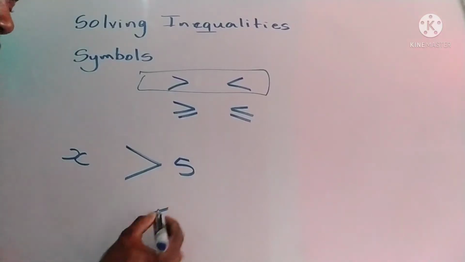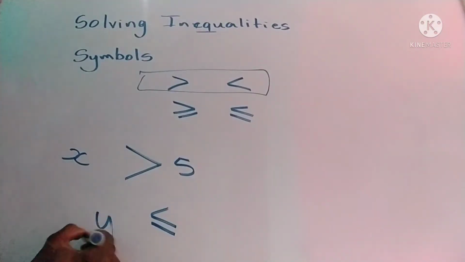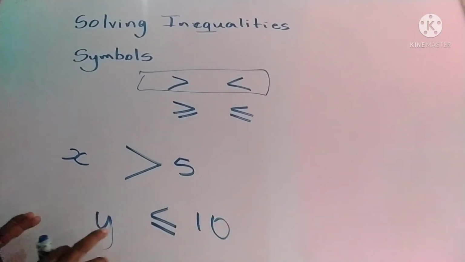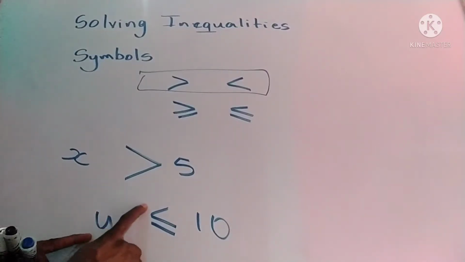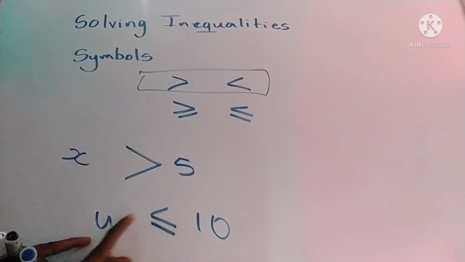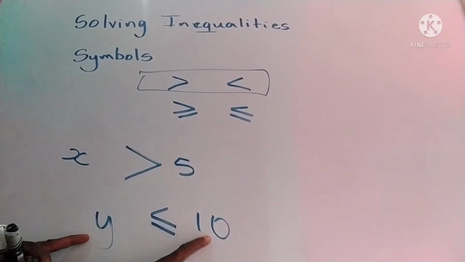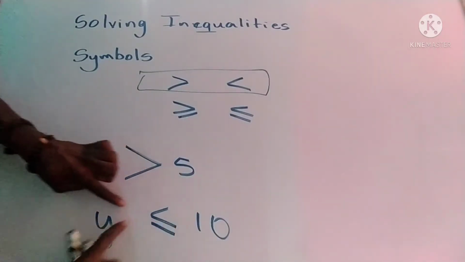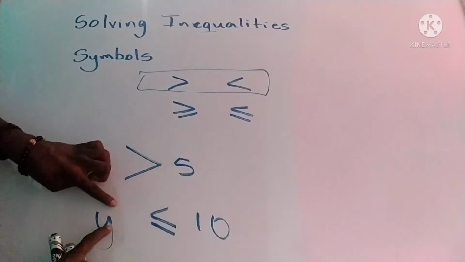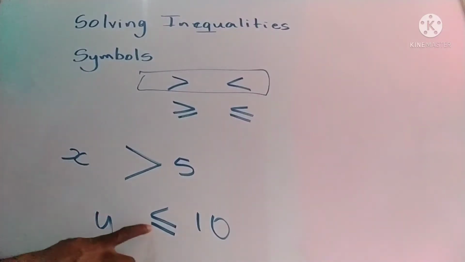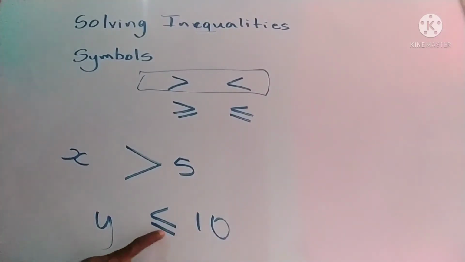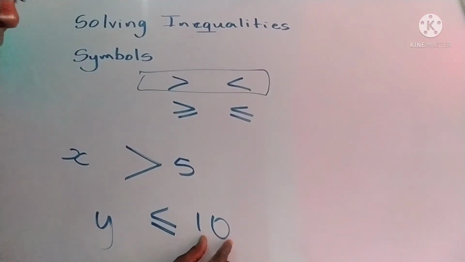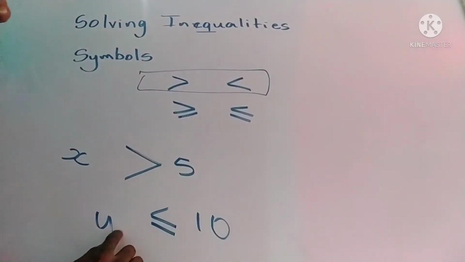Now, when we have the symbols with the bar underneath, all right, let us say we have a case like this. This is read, y is less than or equal to 10. What does this really mean? This really means that, because the pointed part points to y, we could say less than, all right? And the bar is saying that it's not just less than 10, it could be equal to 10 as well, all right? And if you're reading it from this side, then you would say 10 is greater than or equal to y.